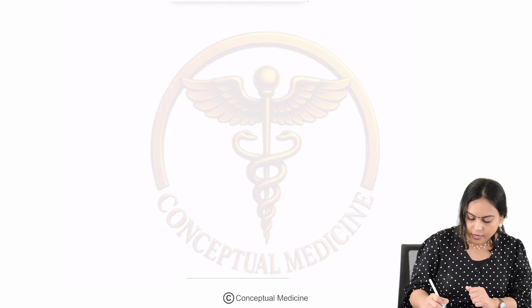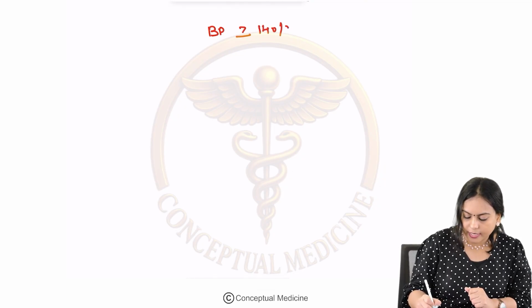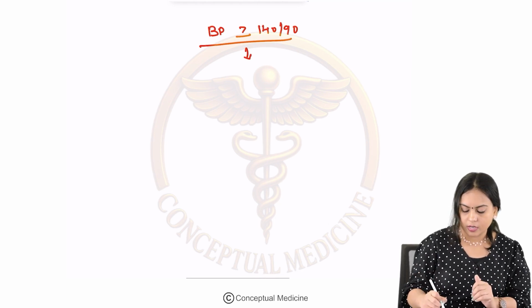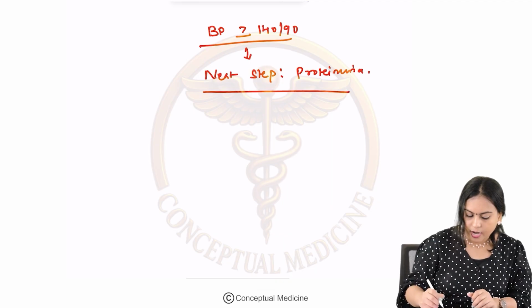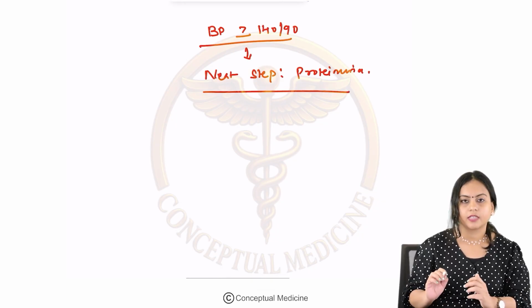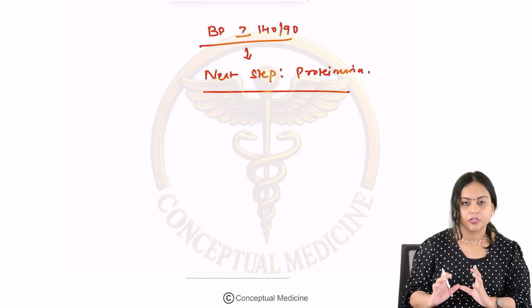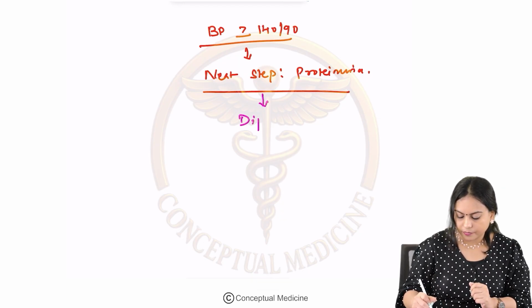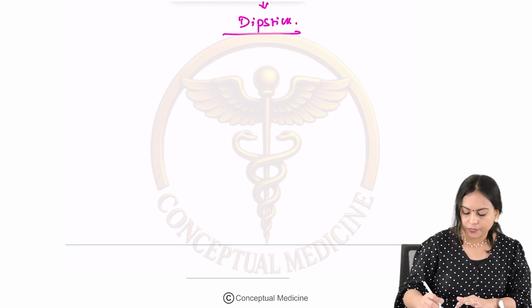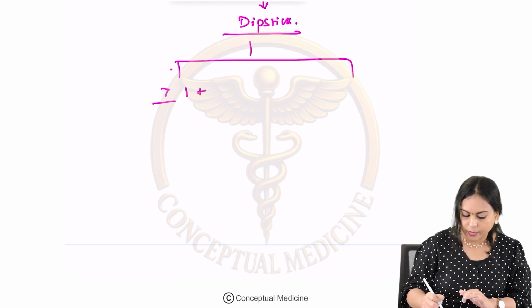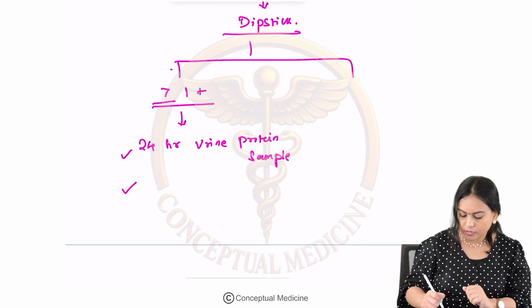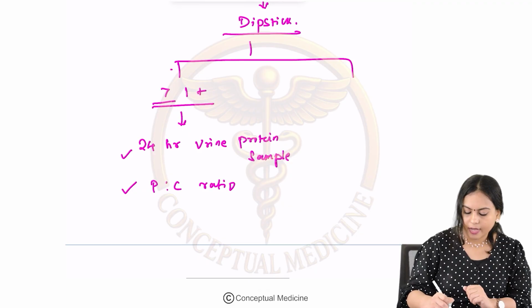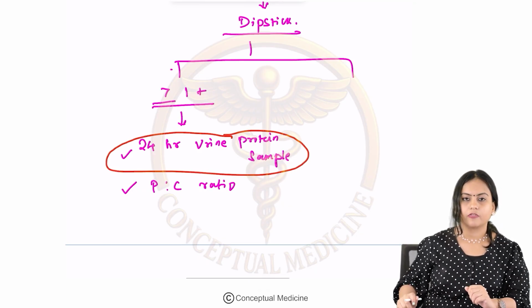So, in other words, whenever a patient is presenting to you with a BP more than 140/90, then the next step is what? We have to check for proteinuria. And among these methods, which method will you choose? You will choose the dipstick method. That is very easy to do. So, if there is more than or equal to 1 plus, then you can go for a 24-hour urine protein sample, or you can go for urine protein creatinine ratio. And among these, the gold standard is measurement of protein in a 24-hour urine sample.